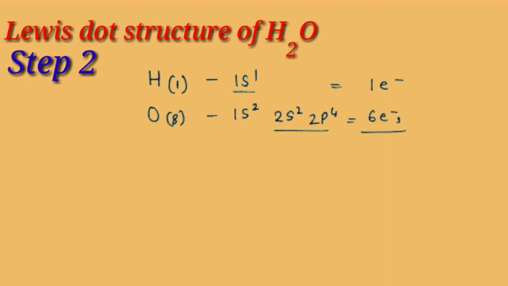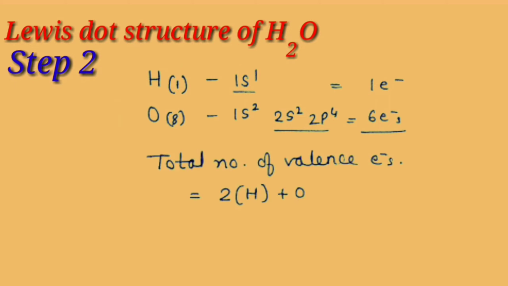On the other hand, oxygen atomic number is 8. Electronic configuration is 1s2, 2s2, 2p4. So we can say that oxygen has 6 valence electrons. So total number of valence electrons is equal to 2 multiplied by 1 plus 6, which is equal to 8 electrons.